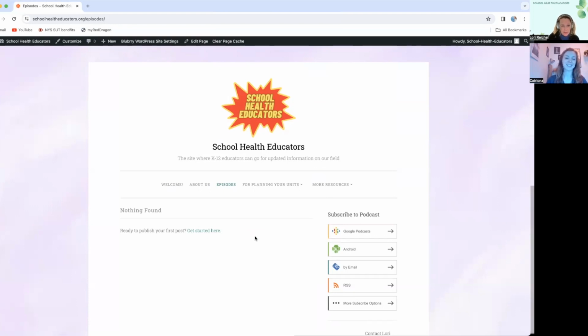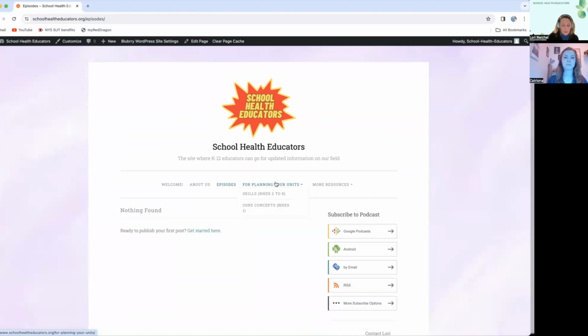So moving to another tab on the website, the tab reads for planning your units. It's titled in that manner right now because this is a tab for future and current school health educators to go to and find resources on where you can go for creating your units.